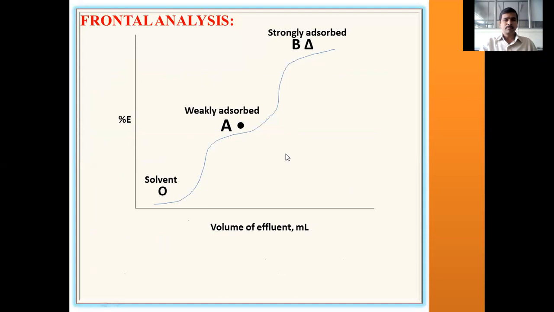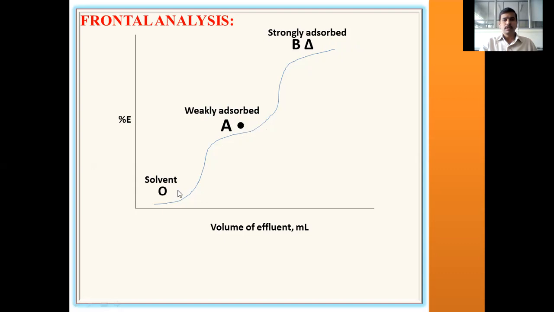In this graphical representation, the percent efficiency of extraction of solutes labeled A and B has been plotted with respect to the volume of effluent coming out from the chromatographic column. When you look at this graphical representation, there are three plateaus we can see. One additional plateau is seen, and that is particularly for the solvent. So when you collect the fractions of effluent in the flow chromatographic process, the first fraction will definitely be solvent. Then the second fraction will contain solute A, which is weakly adsorbed, and at last the strongly adsorbed species will elute.